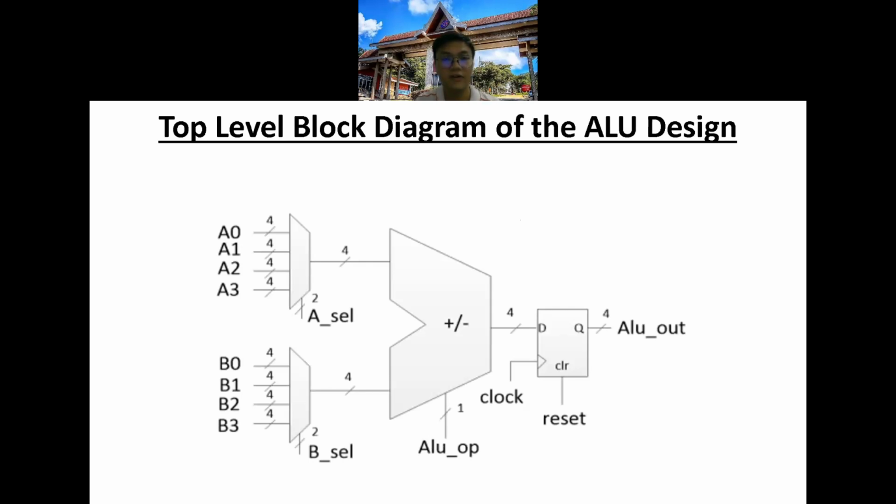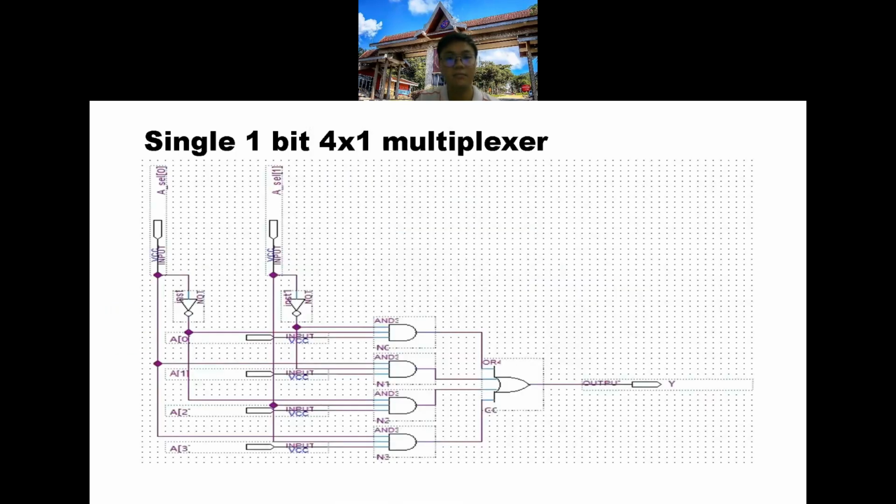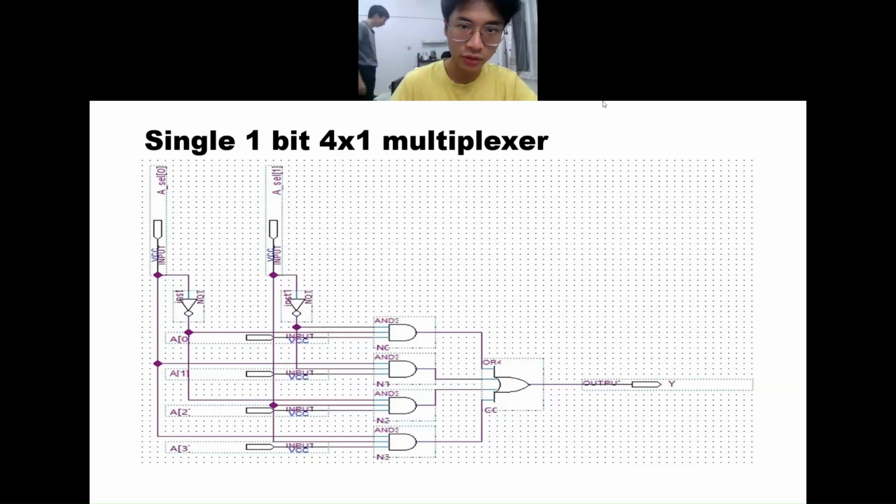In this part, we are going to divide into three phases: first phase, the 4-bit 4-to-1 multiplexer; second phase, the 4-bit ripple carry adder; and third phase, the register, which uses the 4-bit flip-flop. The input is 4-bit, the selector is 2-bit, and the other input is 1-bit. Next, right now I'm going to talk about the single 1-bit 4x1 multiplexer.